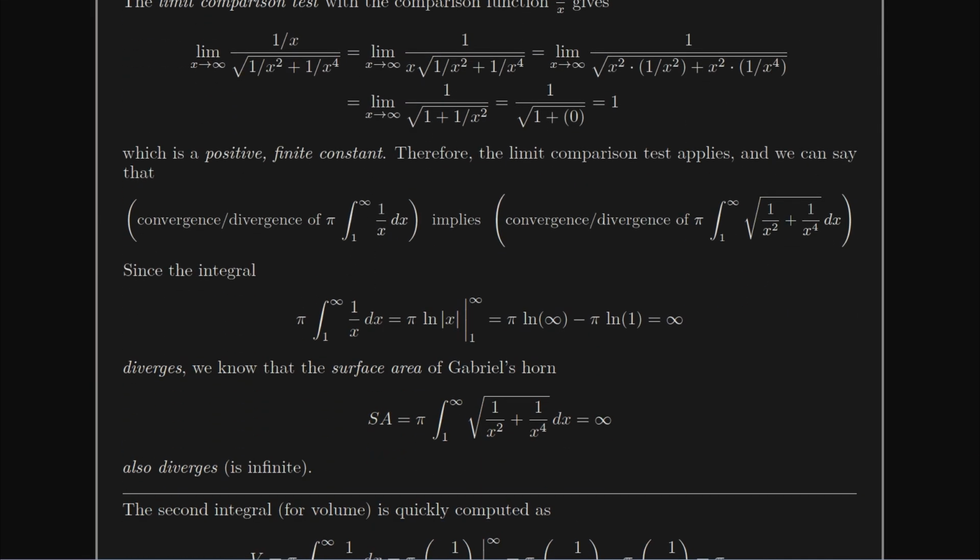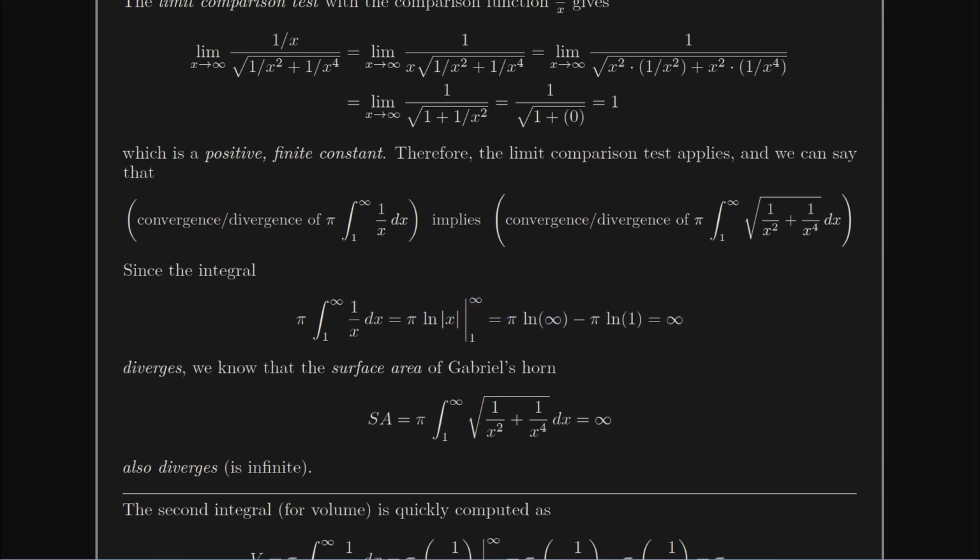But of course the integral of 1 over x is just log, and then if we plug in 1 and infinity, log at infinity is infinity. And so we have divergence of this integral, and the limit comparison test says we have divergence of the surface area integral, and so our surface area has to be infinite.